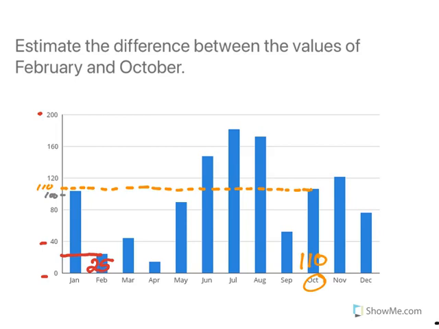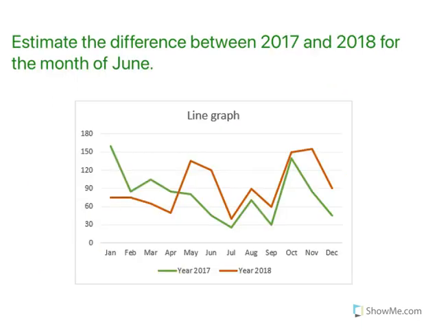So now if we want the difference, we would take 110 minus 25, which is 85. So my estimation for the difference is 85. Now let's look at a line graph. Okay, so that was a bar graph. Now we go to a line graph.